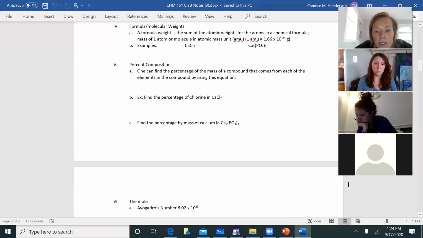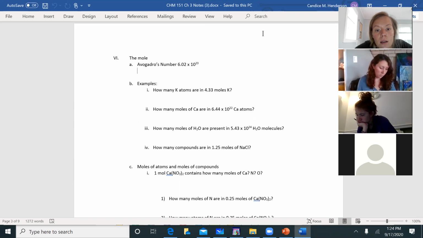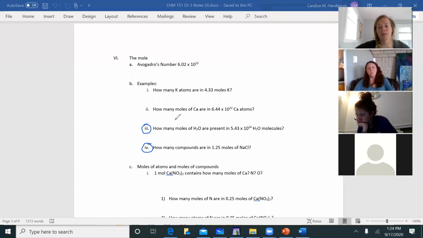So we go back over to this sheet here. We've got some more. I'm just going to have you do this one and this one. We'll do the compound ones. How many moles of H2O are present in 5.43 times 10 to the 24th H2O molecules, and how many molecules are in 1.25 moles of NaCl? Go ahead and work on those two. I'll give you about 4 minutes.